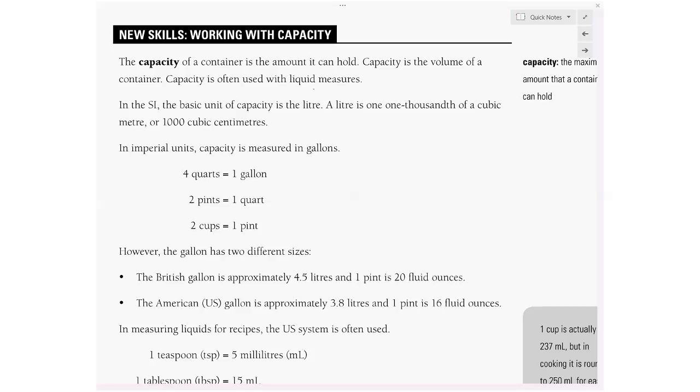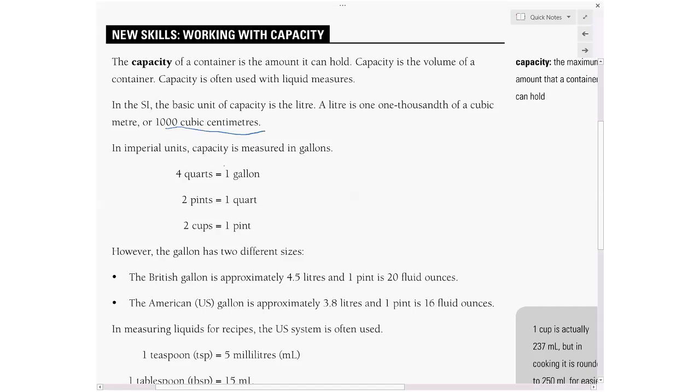So not every object can hold something. For example, a solid brick doesn't have capacity because you can't put anything in it. But if it can, typically we say our capacity is just the volume of the container. And this is something we often use with liquid measures. In the SI system, your basic unit is the liter, and 1 liter is 1/1000th of a cubic meter, or 1,000 cubic centimeters. So that's our equivalent there.